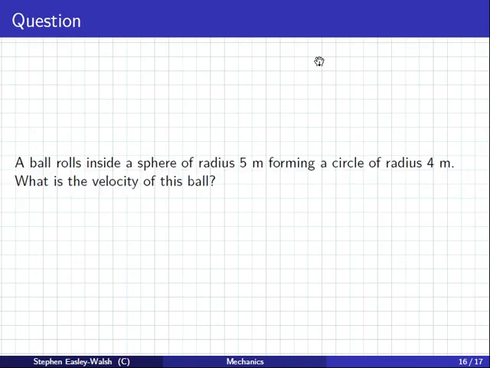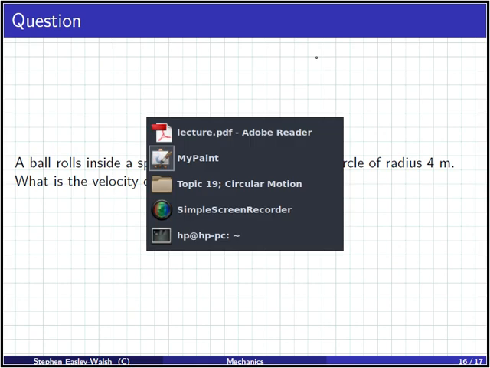Now, one more example. Tough one. Well, the last one was tough too. A ball rolls inside a sphere of radius 5 meters, forming a circle of radius 4 meters. How fast is the ball going? So, I'll draw the picture. It's hard to draw. Try and draw it in 3 dimensions.